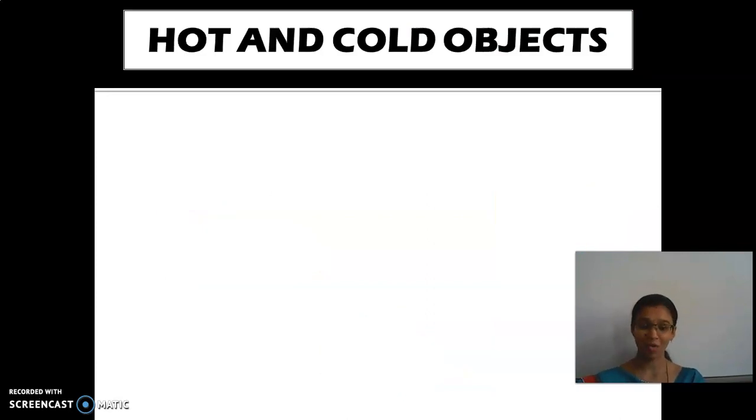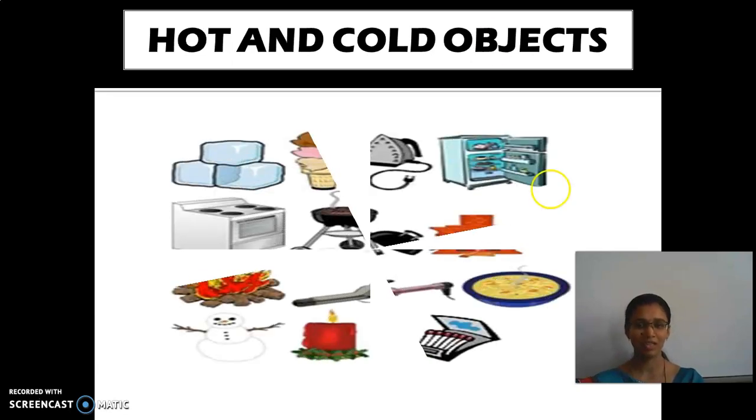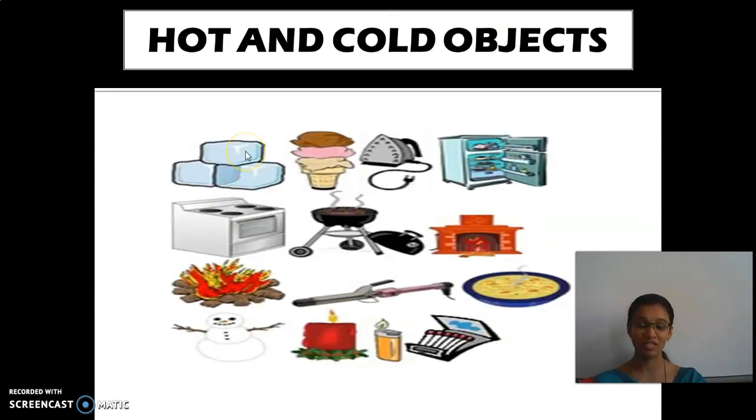So, here there are some objects. You need to classify them as hot or cold. Tell me, what is this? Ice cubes. Is this hot or cold? Yes, this one is cold. So, what about this iron box? Yes, heat. So, the fridge is used to keep things cool. And here, what is this? Cooking area. It is hot. It also helps to keep our body hot.